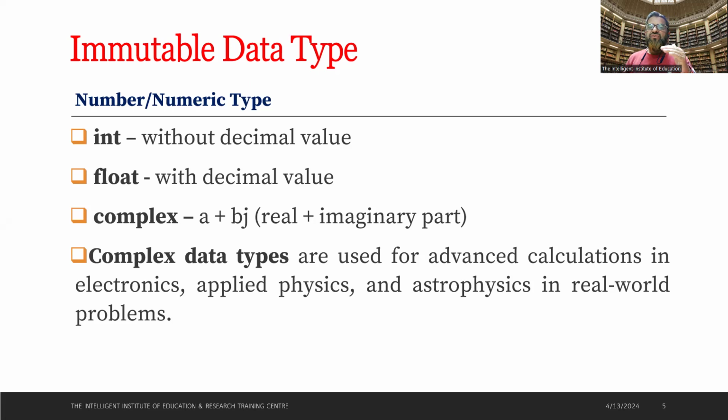So int means without decimal number. Whatever data we can use, we can say that without decimal, right? Second, we have float. So float in the sense we can use decimal numbers, right? And complex, so this is called real and imaginary part.